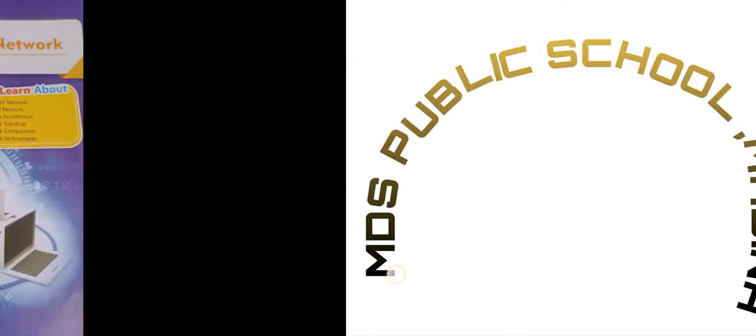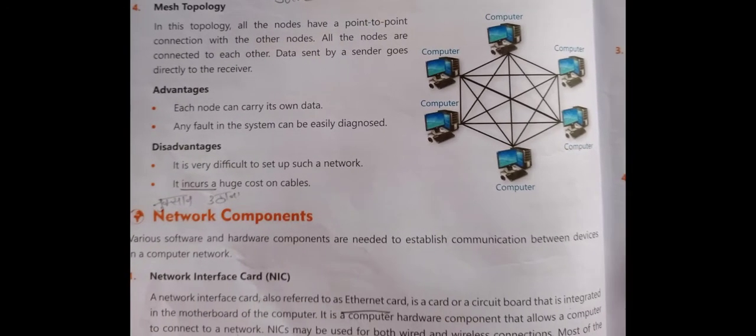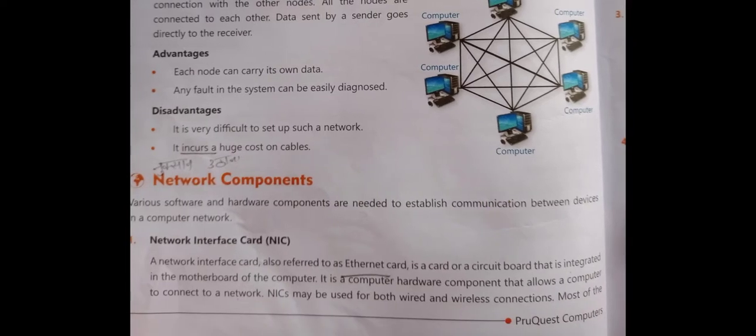Today we will discuss the components of network. What are components? Various software and hardware components are needed to establish communication between devices in a computer network. To establish a communication, to connect two devices, we need the help of network components. So the first network component is what? A NIC, network interface card.